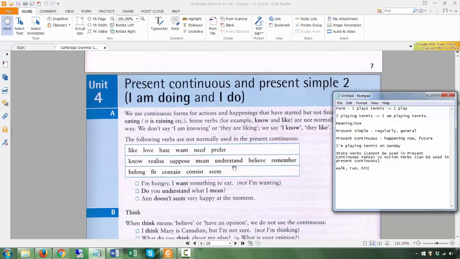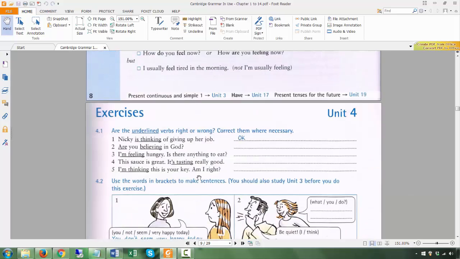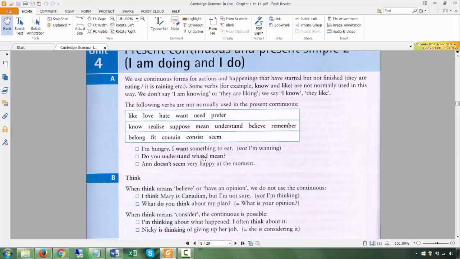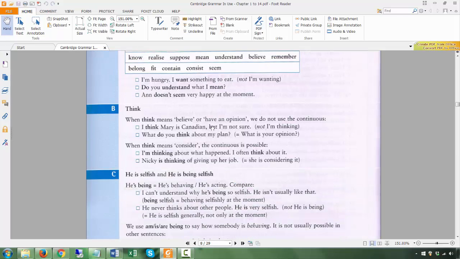Okay, so just realize that some verbs cannot be put in the present continuous form, and therefore if you see some of these verbs in the exercises later, it's probably only going to be one tense, which is the present simple tense. You don't use the present continuous tense for these verbs. Okay, so here it talks to you about think, and there are a few meanings of think.